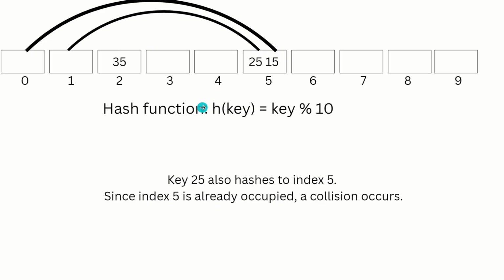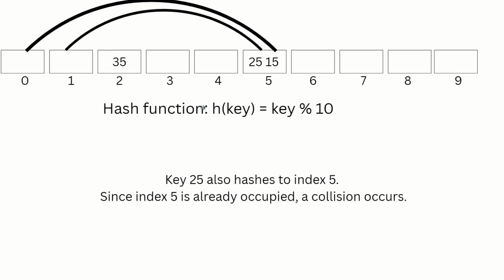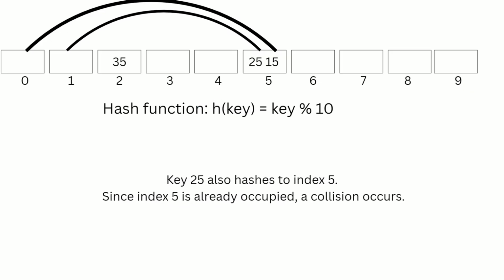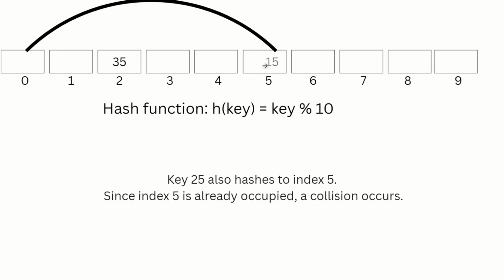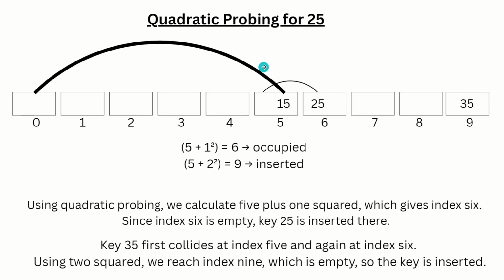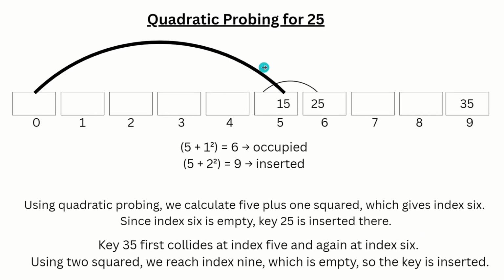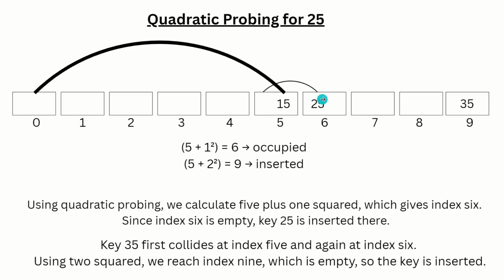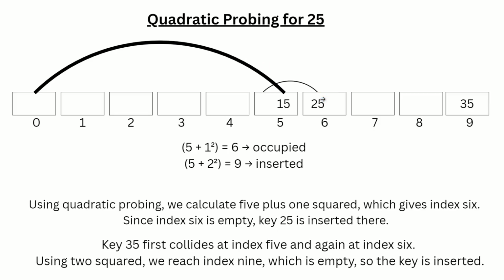Key 25 also hashes to index 5. Since index 5 is already occupied, a collision occurs. Using quadratic probing, we calculate 5 plus 1 squared, which gives index 6. Since index 6 is empty, key 25 is inserted there.